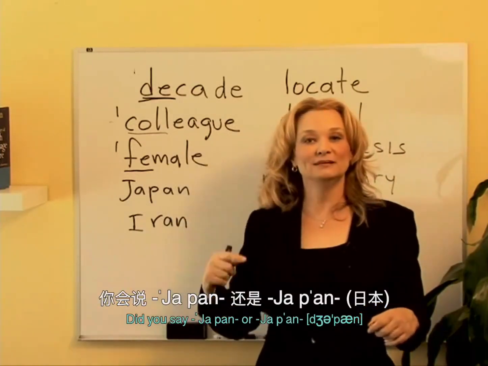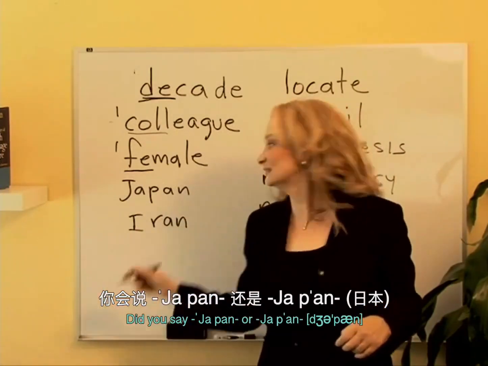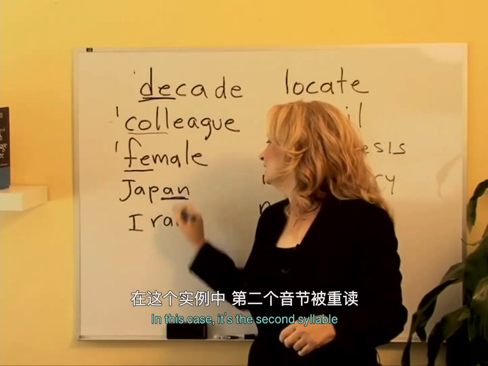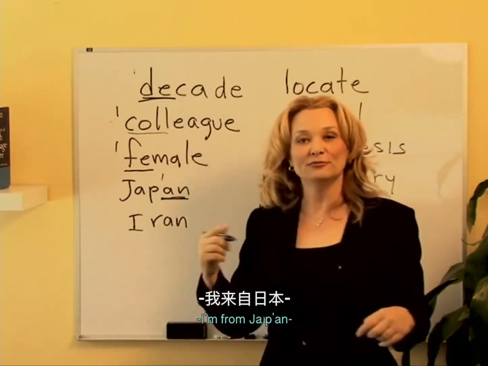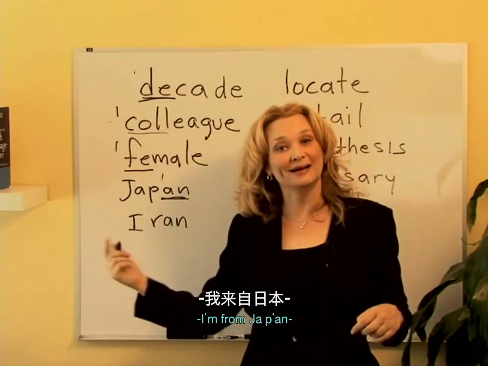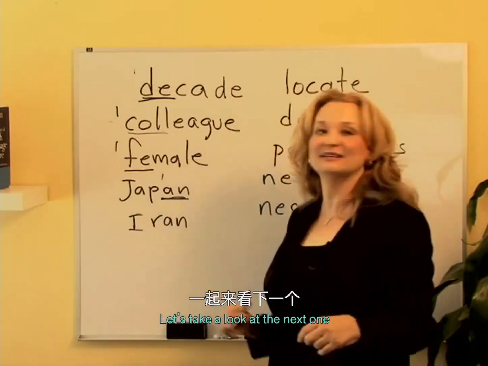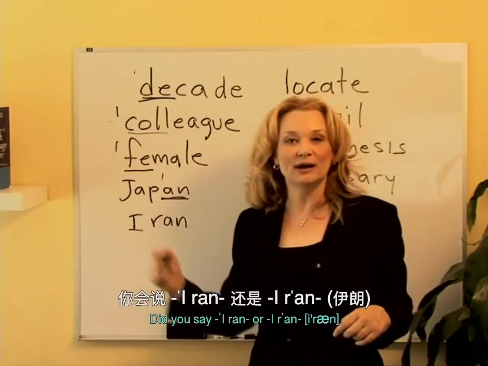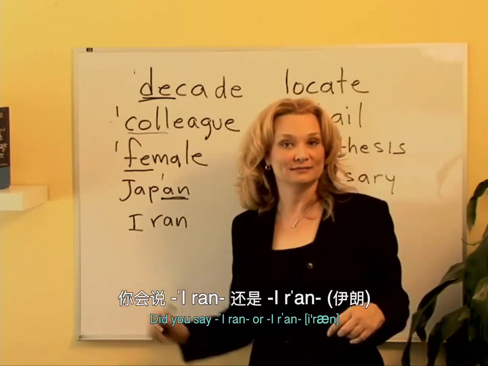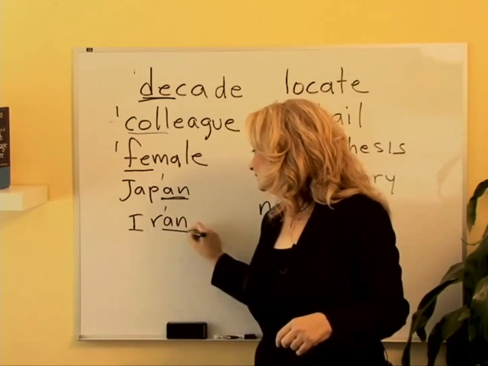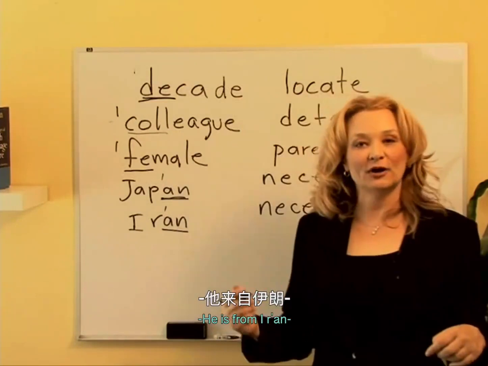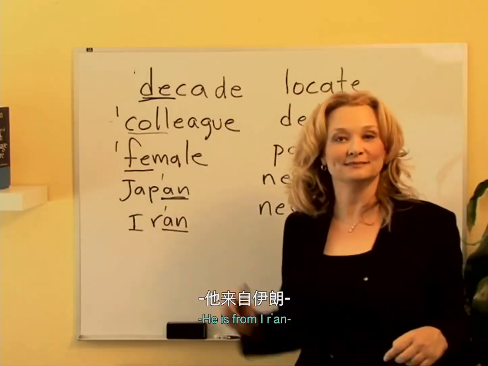Let's look at the next one. Did you say JAPan or JaPAN? In this case, it's the second syllable. I'm from JaPAN. I'm from JaPAN. Let's take a look at the next one. Did you say IRan or IRAN? It should be the second one. He's from IRAN. He's from IRAN.